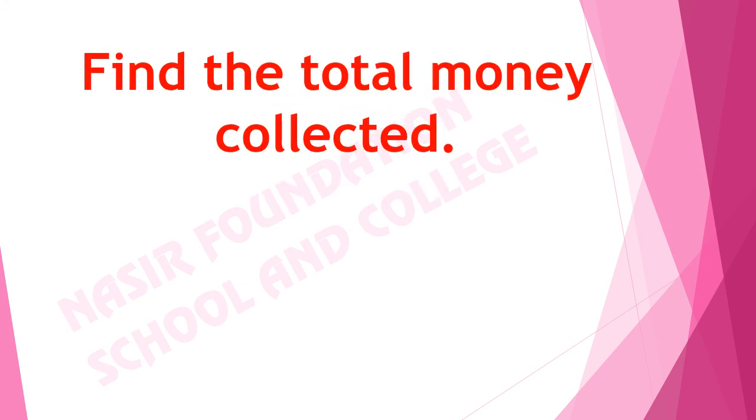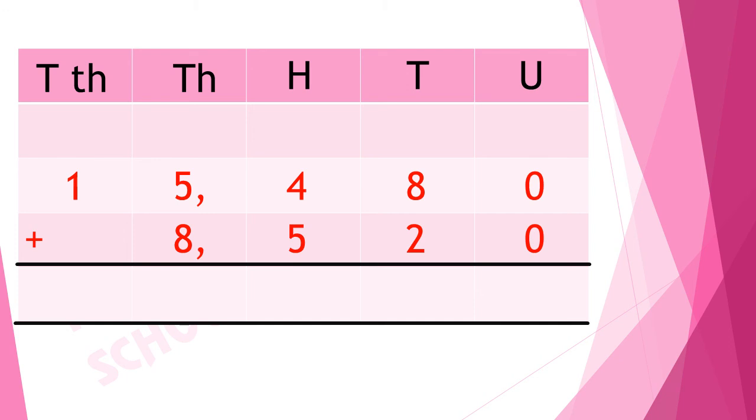Find the total money collected. 15,480 is collected by selling tickets to children and 8,520 is collected by selling tickets to adults. Now we will add them. We start from units. If we add 0 and 0, we get 0. Now we will move towards tens. Here we have 8 and 2. If we add 8 and 2, we get 10. We will write 0 here and we will carry forward 1 to hundreds.